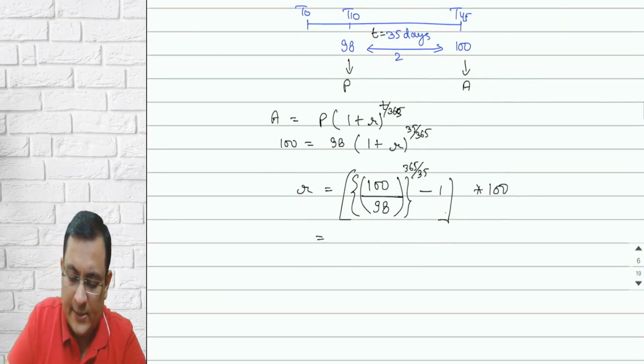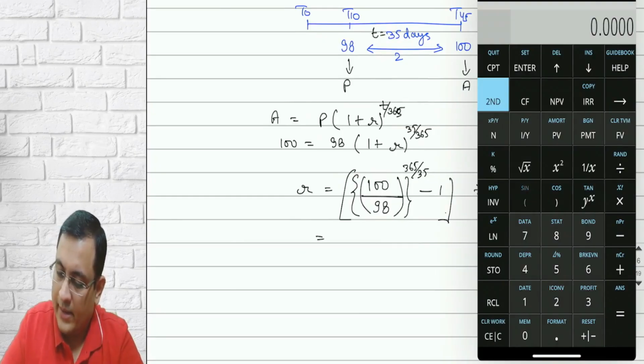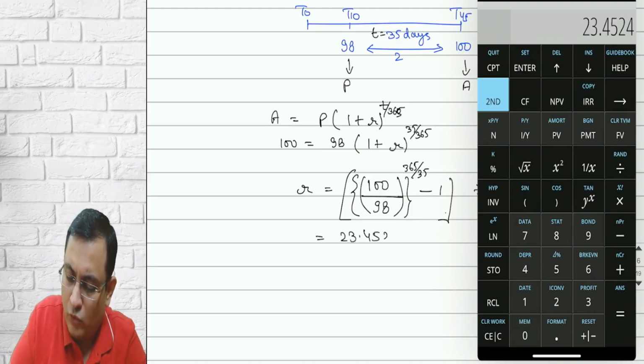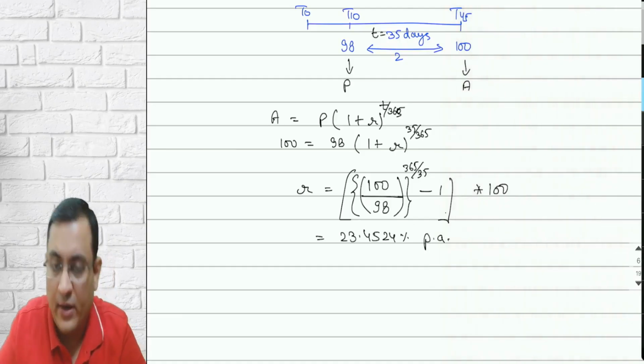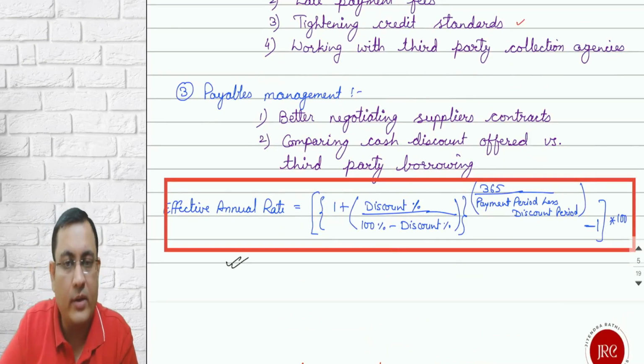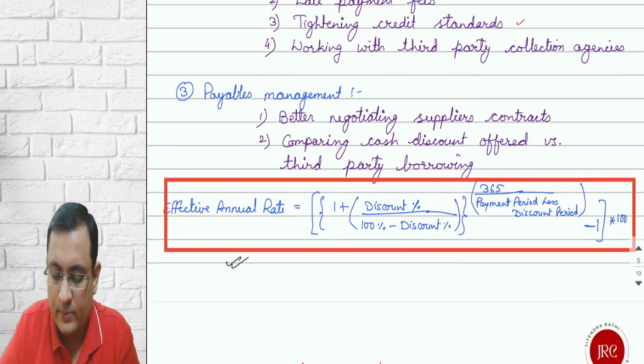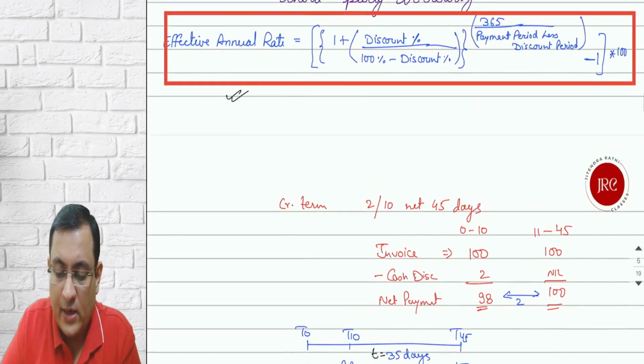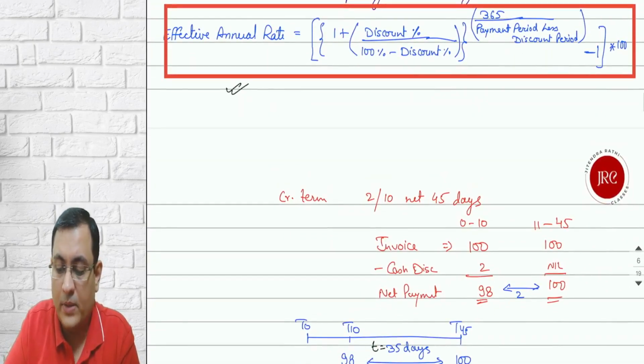We can calculate this as (100 divided by 98) to the power (365 upon 35), minus 1, multiplied by 100, which equals 23.4524% per annum. Now what does this 23.4524% show? Ultimately the formula is the same compound interest which we are using, and this is called the effective annual rate: 1 plus the discount percentage upon 100 minus discount percentage, to the power.